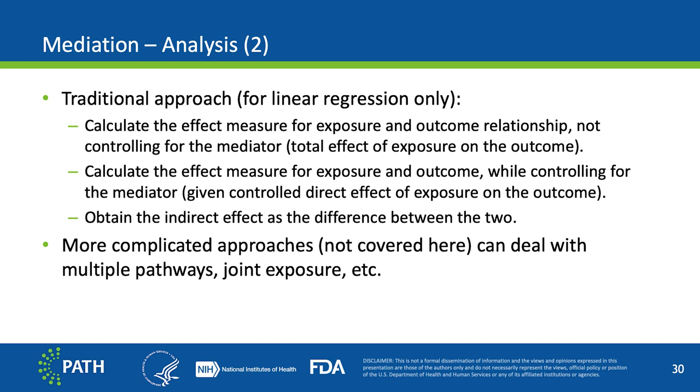In principle, let's think of linear regression for a moment. Say you want to measure the total effect. You simply do a regression of the outcome on the exposure, not controlling for the mediator, and that slope parameter will give you the total effect. Then you can also estimate the direct effect by again fitting a model, this time with a mediator in it, and then measure how much change there is in the outcome for a change in the exposure. Once you have estimated the total effect and the direct effect, you can subtract to obtain the indirect effect.